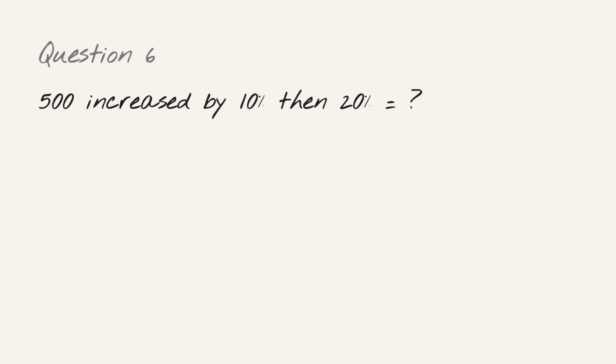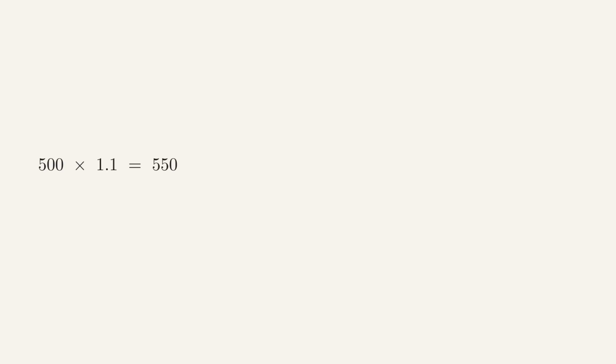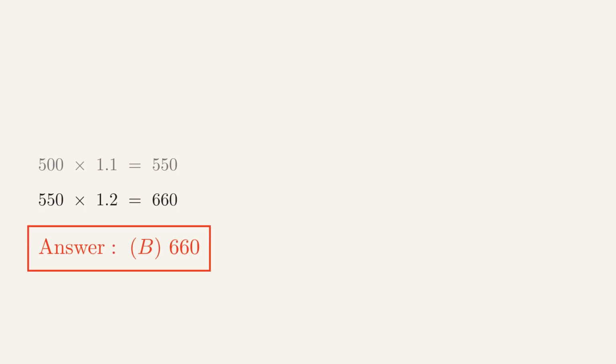500 is increased successively by 10% and 20%. Multiply the factors. 500 times 1.1 is 550, times 1.2 is 660. Never add the percentages. Successive percentages multiply, they never add. 10 and 20 do not make 30. The factors 1.1 and 1.2 give a different result.